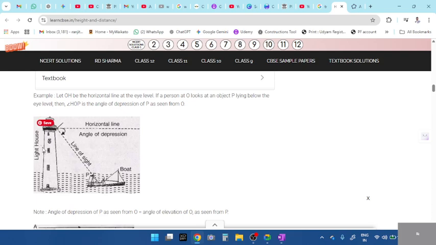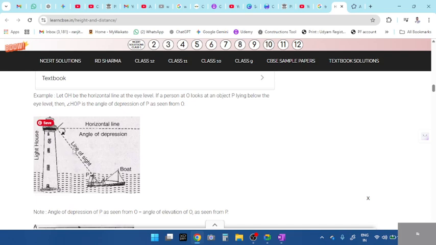Okay, this is a lighthouse question. This is a boat. So you'll get two types of question. Concentrate here, students. Later you can talk. Angle of depression: if you're standing on top of the lighthouse, you get questions like this. From there you look at the boat. That is angle of depression. When you're seated in the boat and you look at the top of the lighthouse, that is the height of the lighthouse. That is angle of elevation.